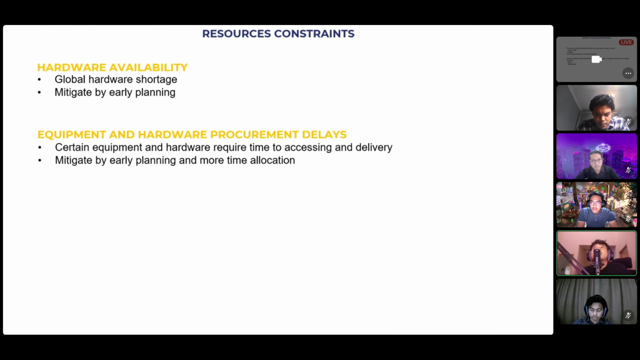So what are our resource constraints? It is the hardware availability. As we know, a global hardware shortage is happening at the moment. So we mitigate this by having early planning. Other than that, we also have issues with procurement delays, also due to the hardware shortage. So we can also mitigate this by early planning and by allocating more time for getting the supplies.